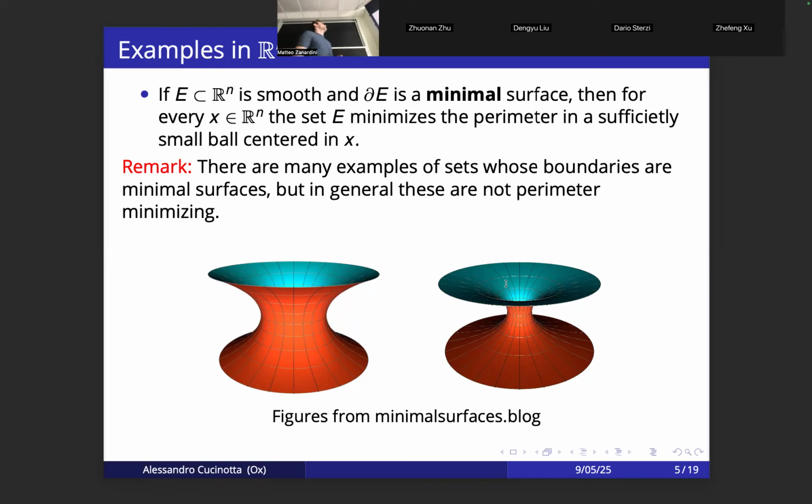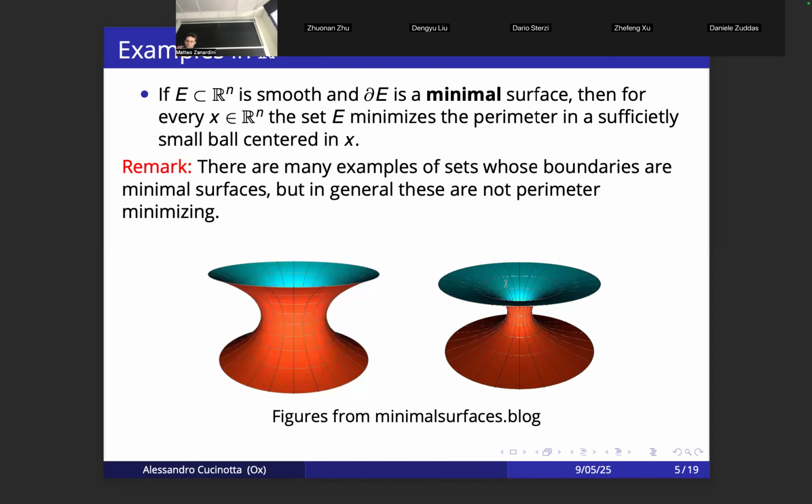But it's not globally perimeter minimizing, because if we look at the catenoid from far away, as in the second picture, it more or less looks like two parallel planes. And it's easy to check that a set whose boundary consists of two parallel planes cannot be perimeter minimizing. So minimal surfaces provide a lot of examples, but they're not exactly what we're looking for. Questions so far? No, perfect.